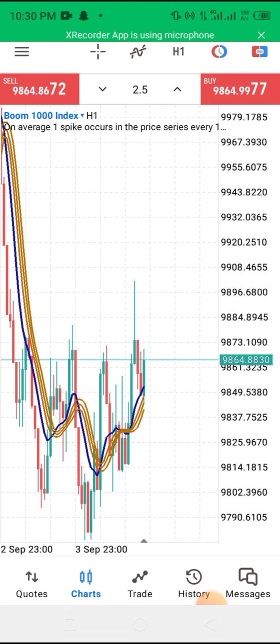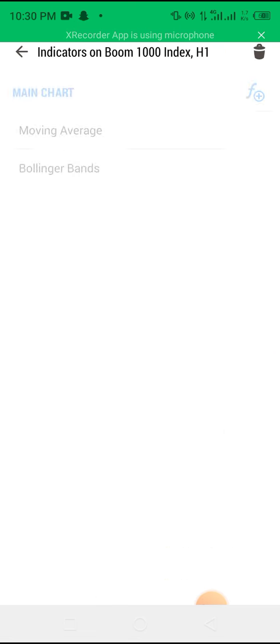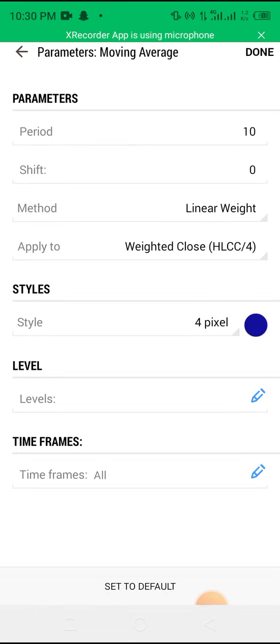Okay, so before we head straight into the strategy, I'd like to share with you the settings for the strategy. The settings for this strategy will be on our main chart, and it will consist of only two indicators, which are the moving average and the Bollinger Bands. The first one you add to your chart is the moving average. On the moving average, we have a period of 10, shift 0, method is linear weighted, and applied to close. The style is 4 pixel.